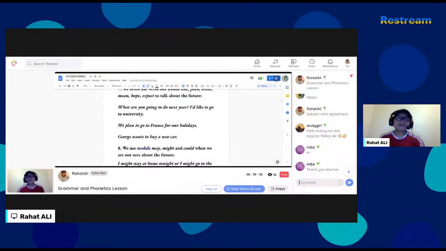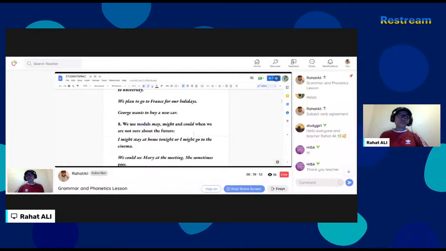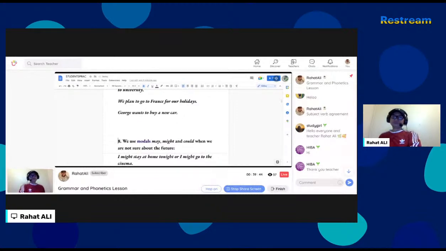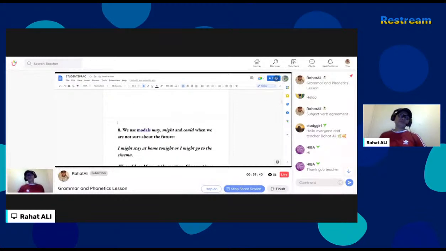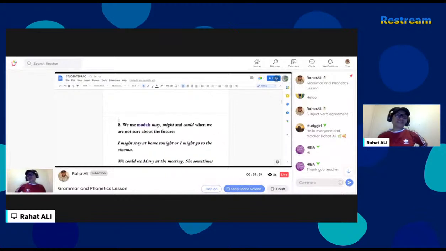You see, these are all future. Number 8. We use modals may, might, and could when you are not sure about the future. So that means modal verbs, if you remember: may, might, could.